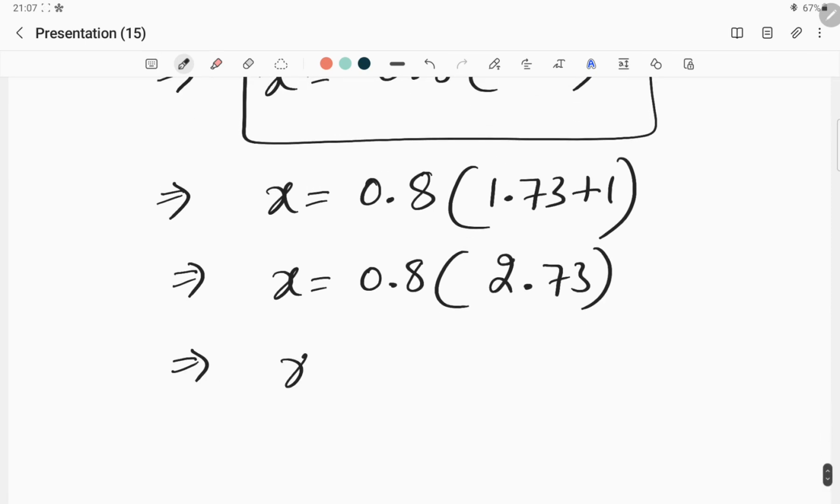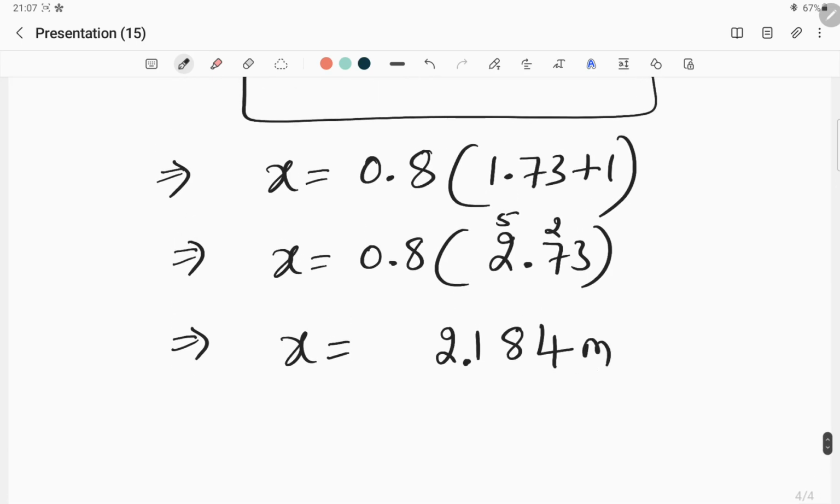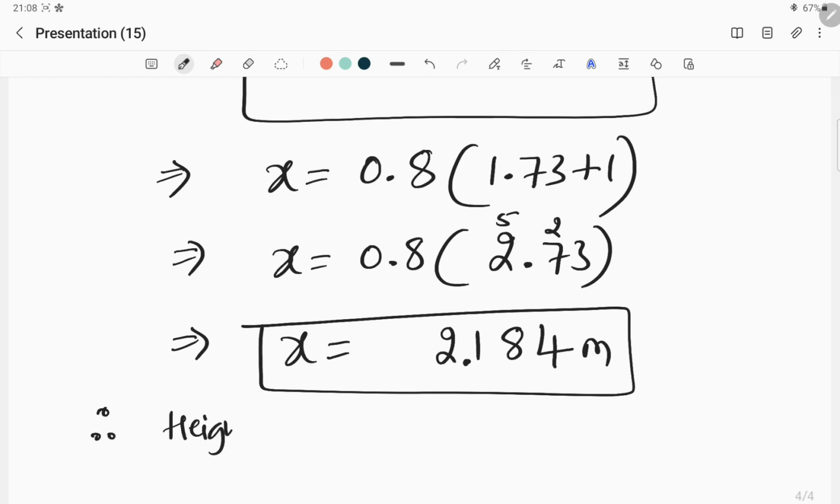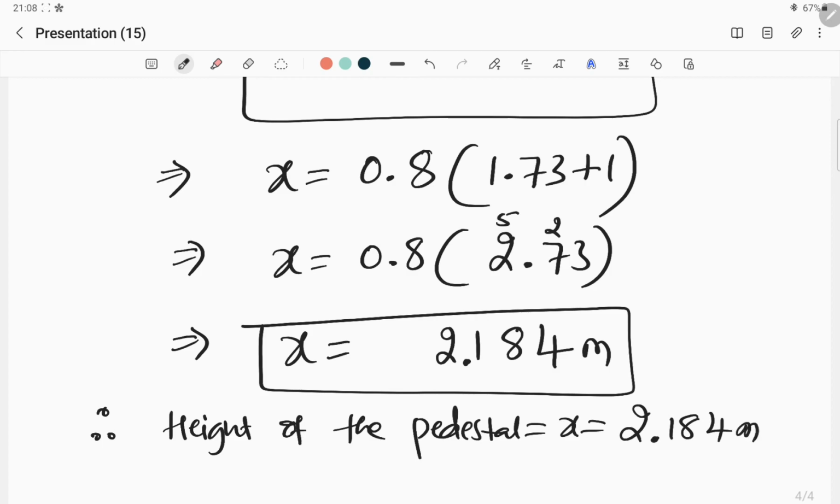All right, then x is equal to 8 3s are 24, 2 is the carry, then 8 7s are 56, 58, 5 is the carry, 8 2s are 16, 16 plus 5 is 21. Then 3 places means it becomes 2.184. So 2.184 meters. So therefore x, that is the height of the pedestal, is equal to 2.184 meters.